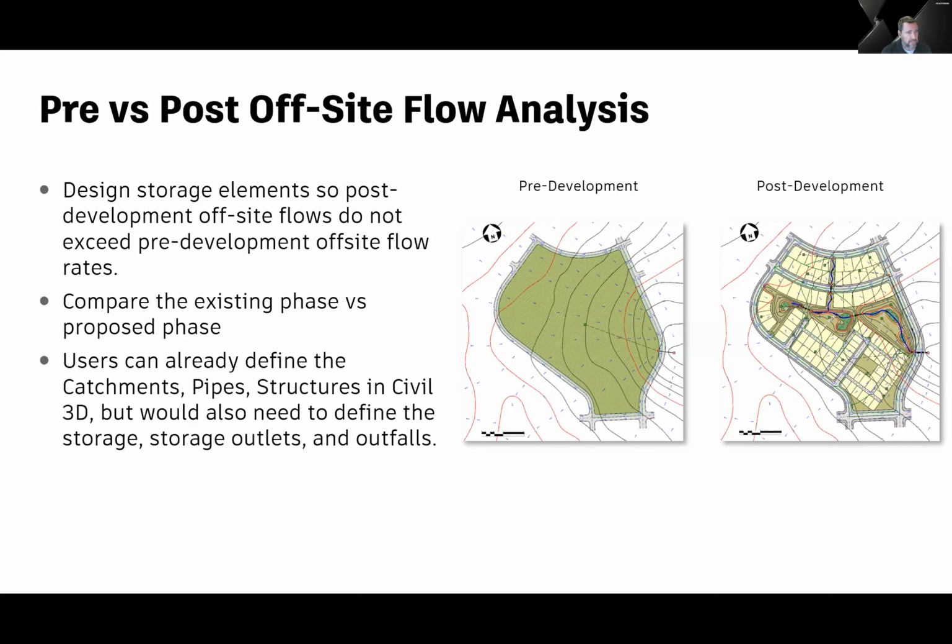We already, of course, have pipes and structures, pipe networks, but we don't have anything in the way of storage elements, pond or underground storage, and the outlets to help design those, like orifices, weirs, and outlet structures. We'd have to be able to set all that up in Civil 3D for this to work. So at a super high level, that's what we're thinking here.